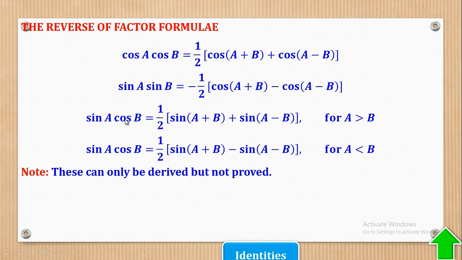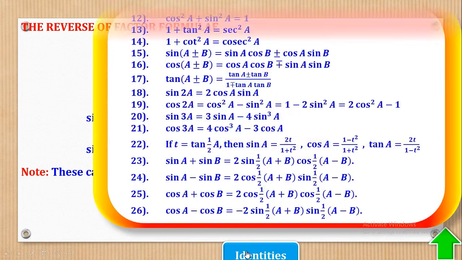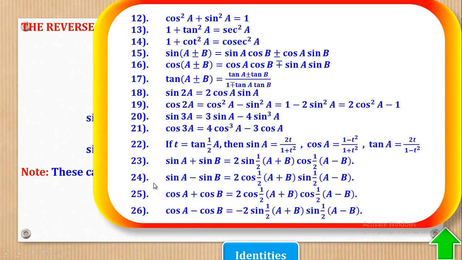Then for cos sine cos, it depends on which one is greater. So for example, if A is greater than B, it implies that in this case it is sine with a bigger angle. So it will be related to the factor formula where sine has a bigger angle.